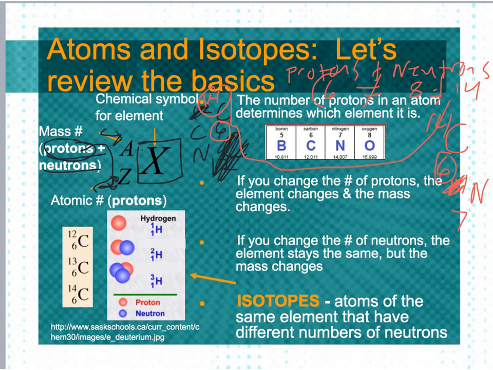So if you change the number of neutrons, the element stays the same, but the mass changes. So that's the mass number. When we change the number of neutrons, the mass number will change. But remember, this bottom number here will stay the same as long as we're dealing with the same element. So isotopes are atoms of the same element that have a different number of neutrons. Some of this stuff is new, but this should not be new. You should know this. This was on our first quiz of the year, okay? So make sure you understand all that.